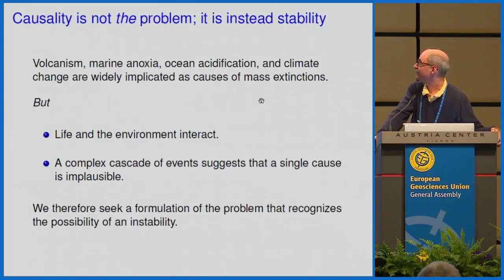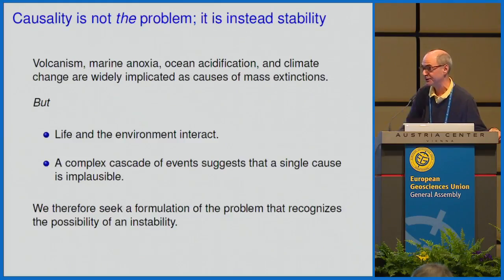Okay, so now a statement of scientific philosophy, essentially what's motivating this study. Many people, myself included in the recent past, have tried to seek out the cause of these events. And that's a very reasonable thing to do, but I will argue here that it's not really the basic question. The basic question is not so much causality, but rather stability. And what motivates that statement is that if you look at any of these major events, there's often volcanism involved. In fact, there was a session this morning on massive volcanism associated with several of those extinction events. There's marine anoxia, ocean acidification, and of course climate change are widely implicated in almost all of those events.